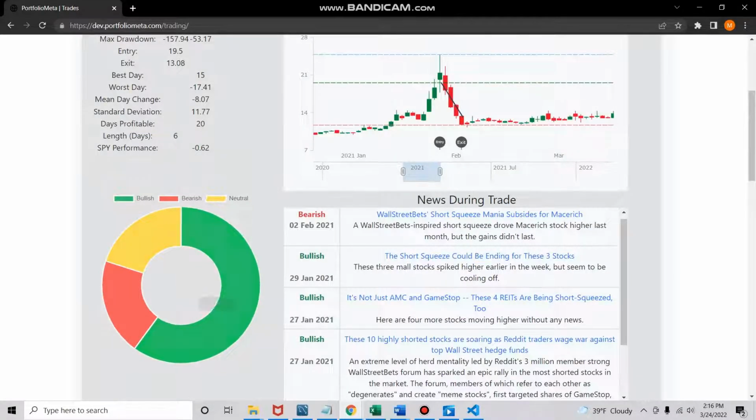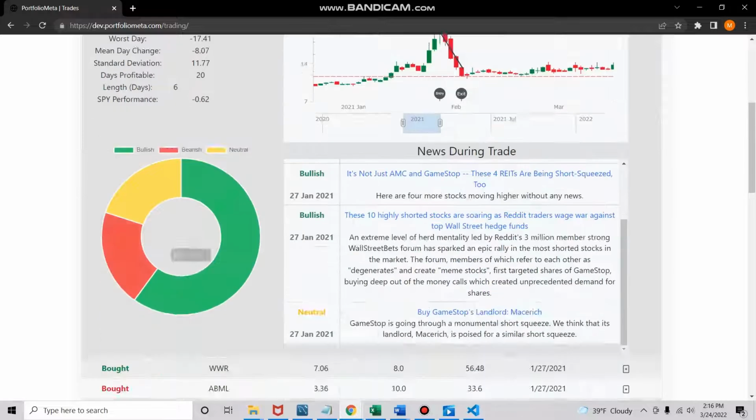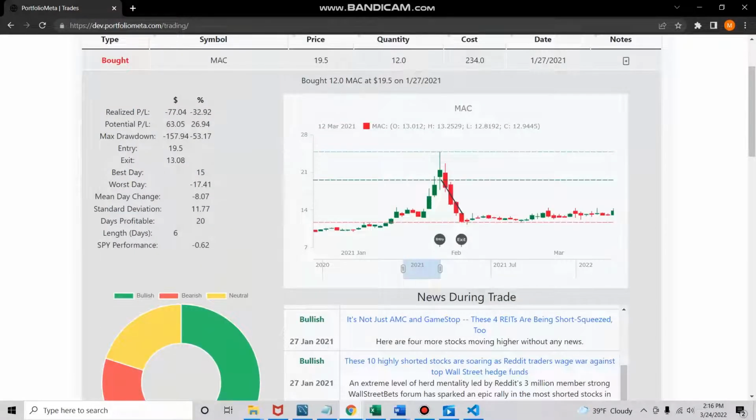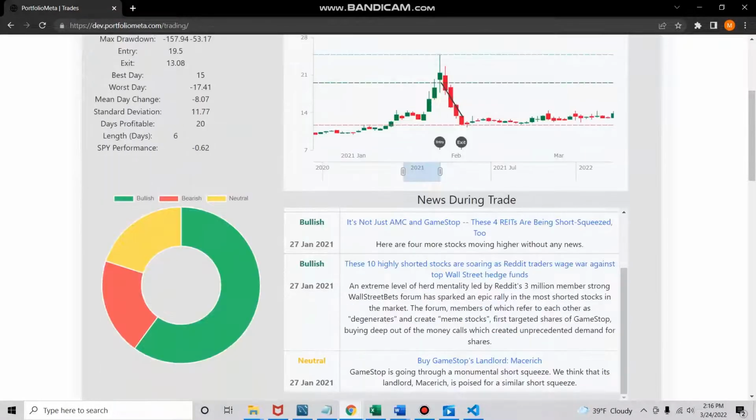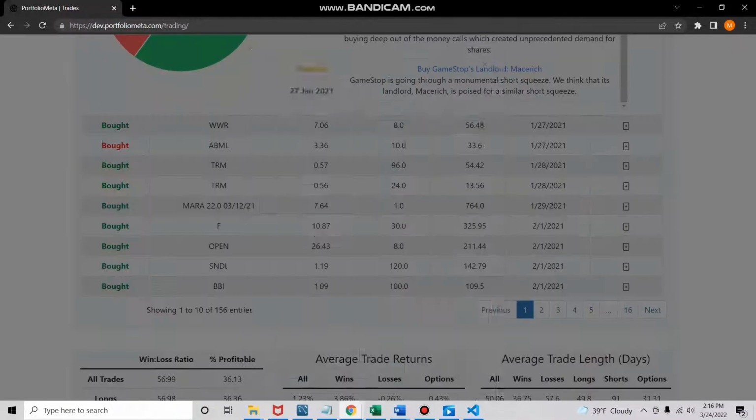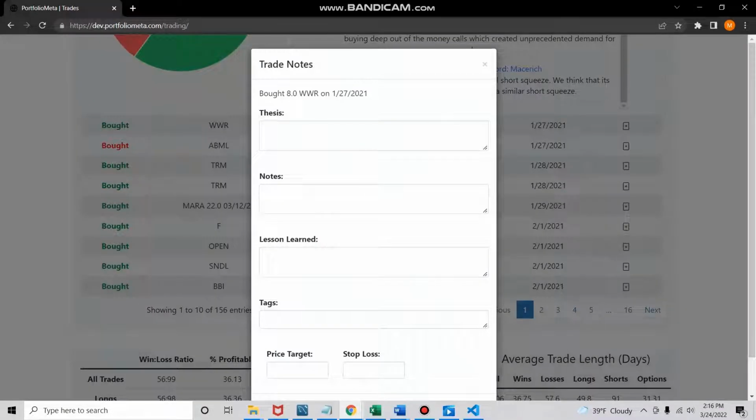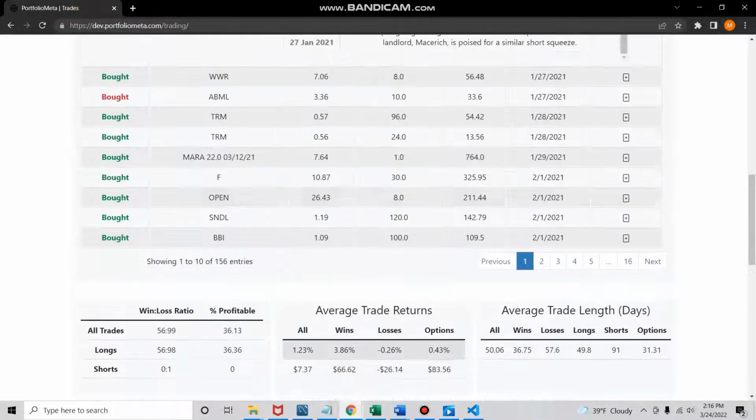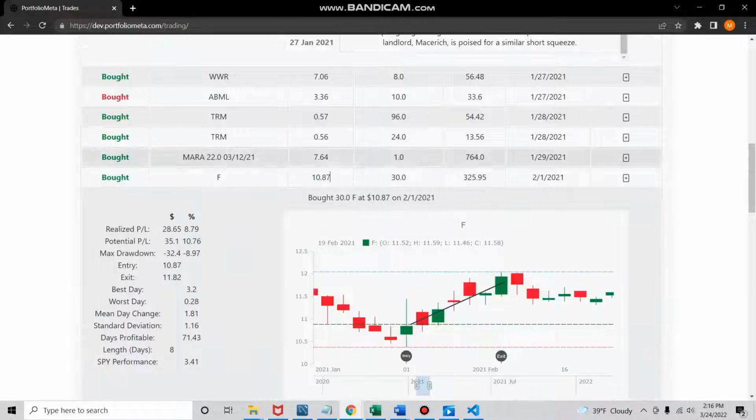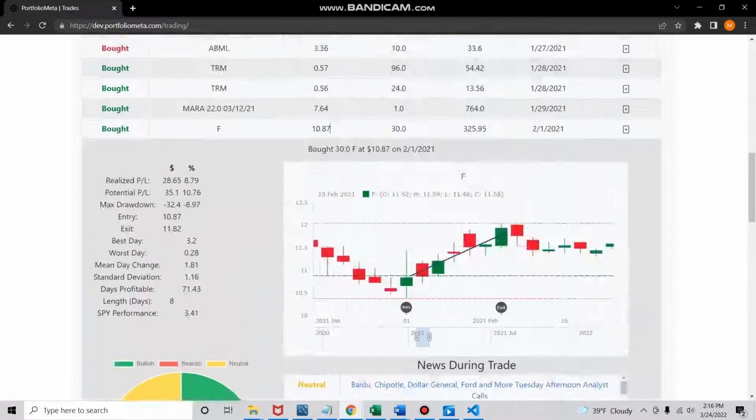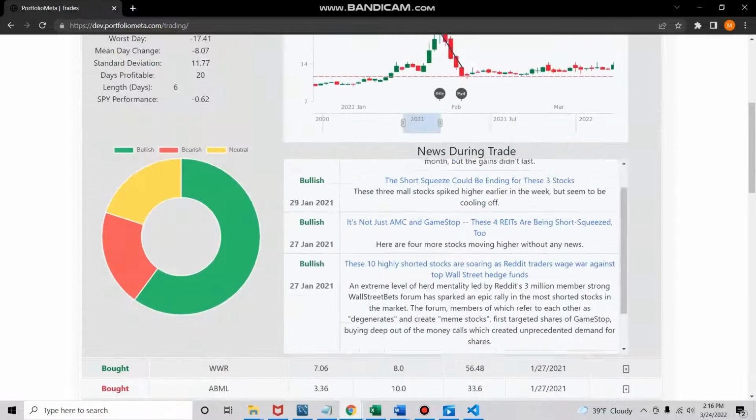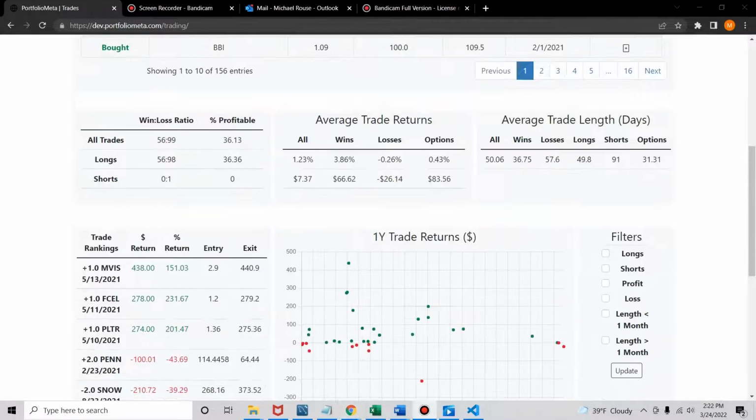And then this is a donut chart showing the sentiment around the stock during the course of that trade. And similarly, you can add notes to each one: thesis, notes, lessons learned, things like that. And you can do that for every single one, all on one page. Don't have to leave it.